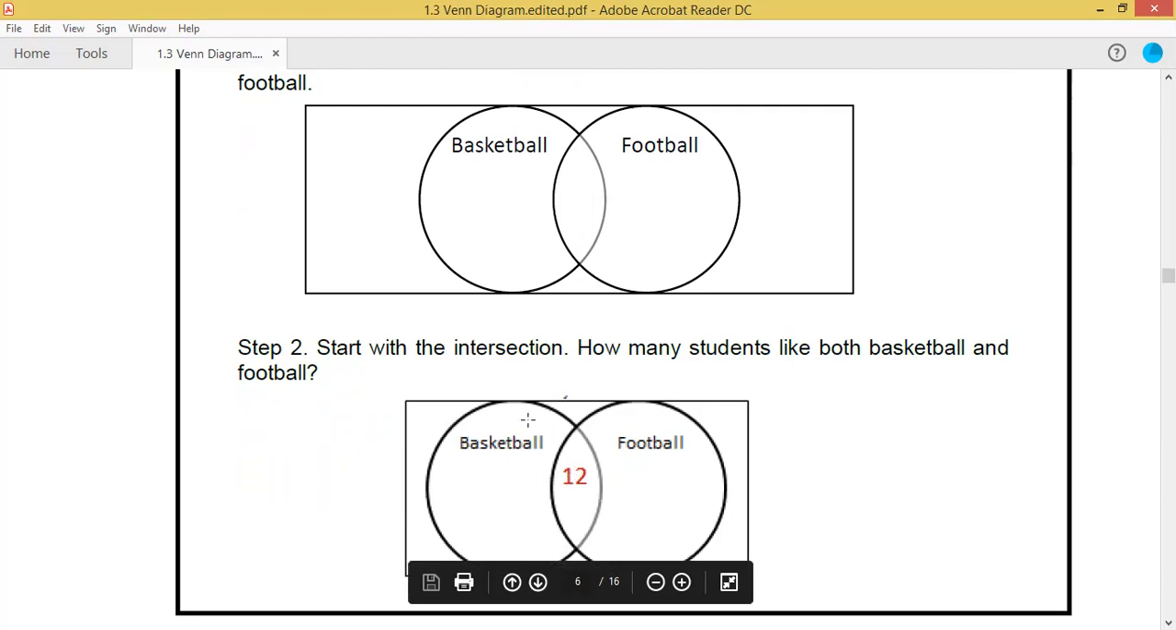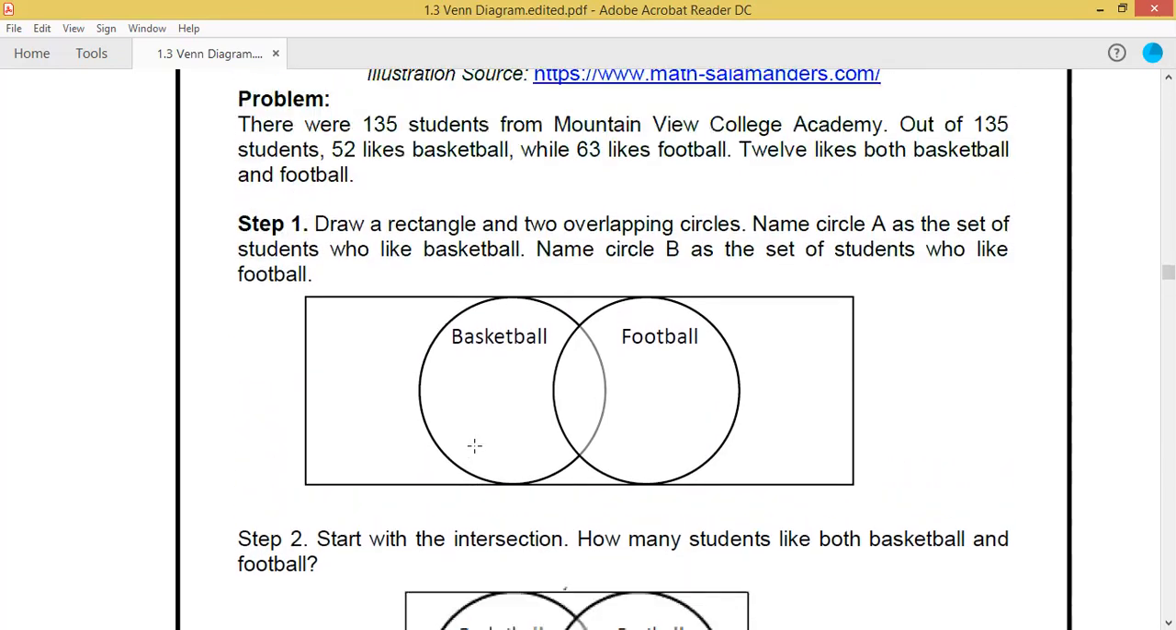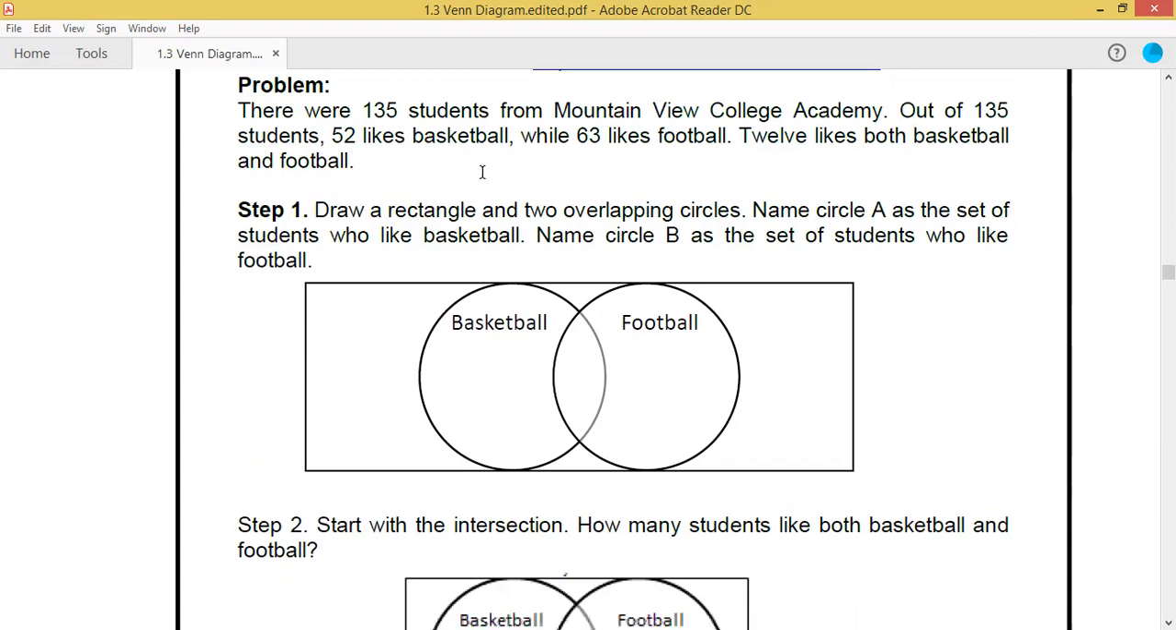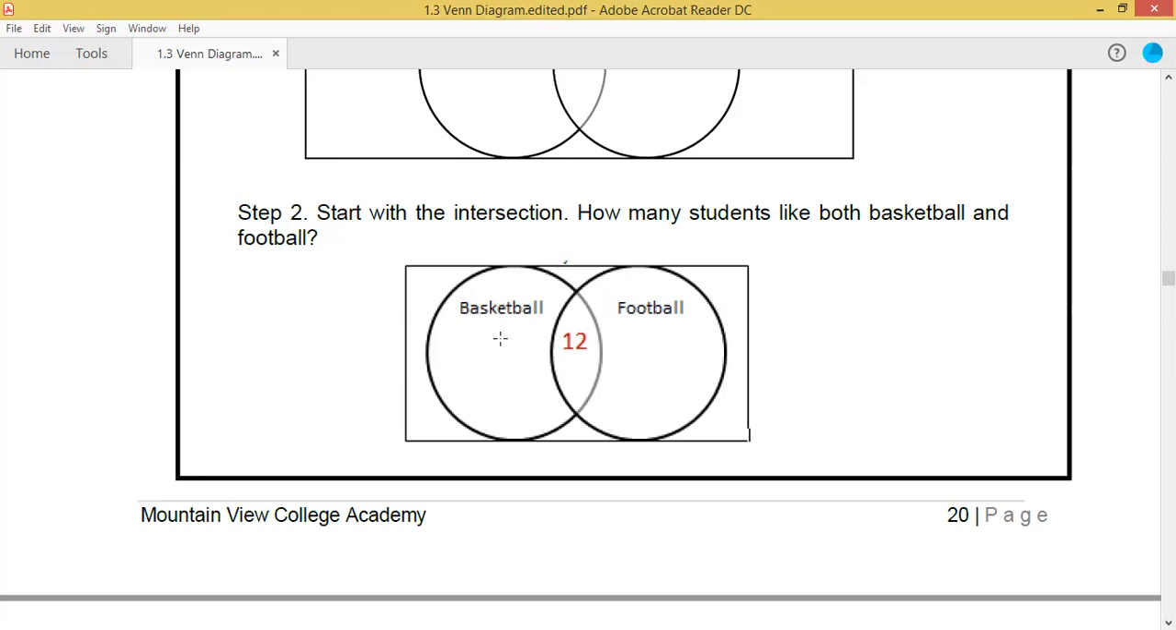Next, we need to start on one set. For example, we start with basketball. Now, how many like basketball? Let's go back to the problem. Based on the problem, 52 like basketball. So we go back to the circle. There are 52 who like basketball. But if you check the circle for basketball, 12 is already written. So we say 52 minus 12. The answer is 40. So we write 40 here.